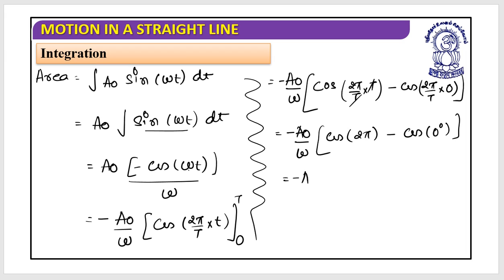So this is minus a naught by omega into cos of 2 pi. It's cos 360 degree. What is it? Yes, cos 360 degree is 1, because cos 0, 360, 720 all remain the same thing. So this is cos 0, and cos 0 is 1, minus this is again cos 0, it is 1. So this would be 0.